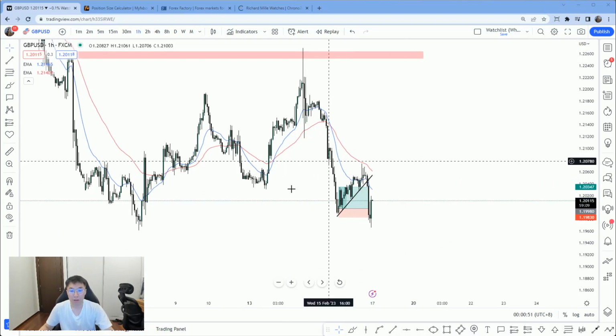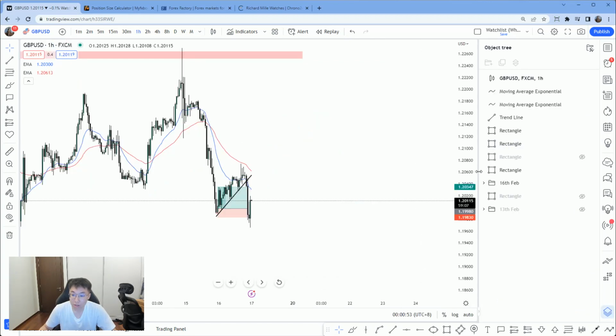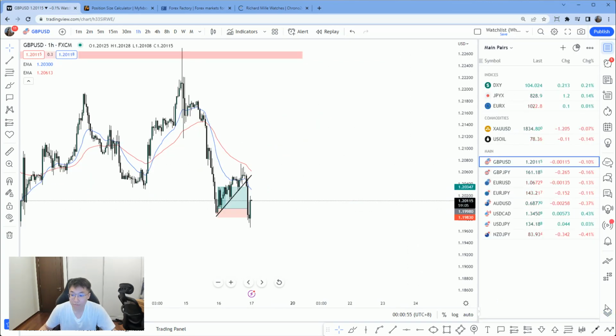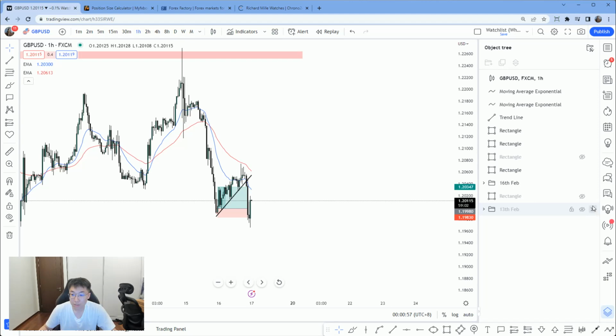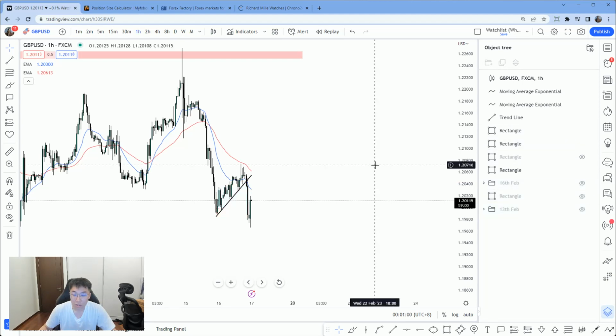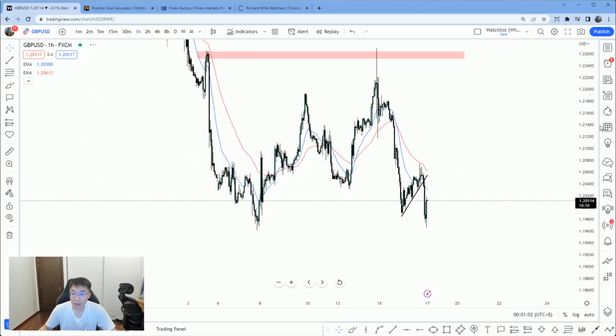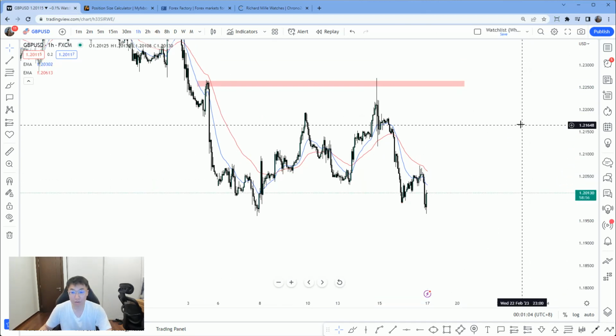So let's straight jump onto the chart, and that's pretty much the setup. So let me just hide everything here, and let's go through everything all over again.